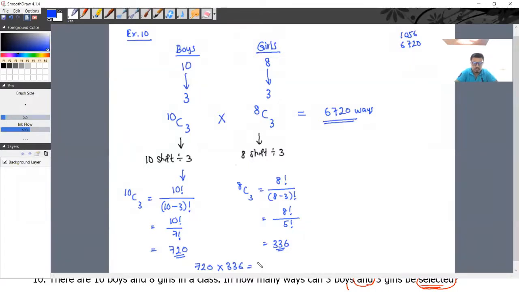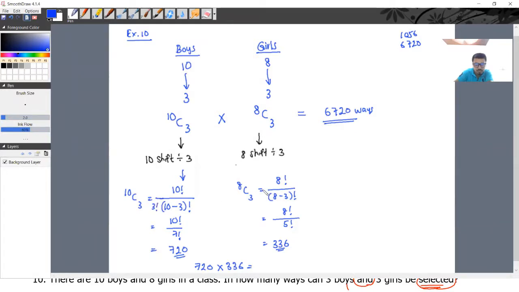720 into 336. 10C3. This is wrong. What I have written here, this is permutations. It is not n factorial divided by n minus r factorial. It should be n factorial divided by r factorial into n minus r factorial. What is r factorial? That is 3 factorial.